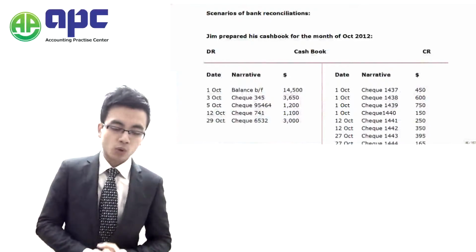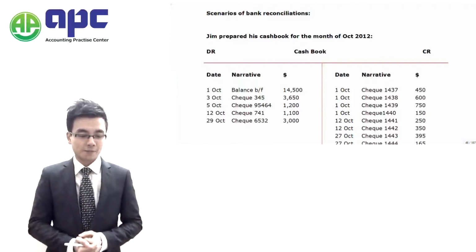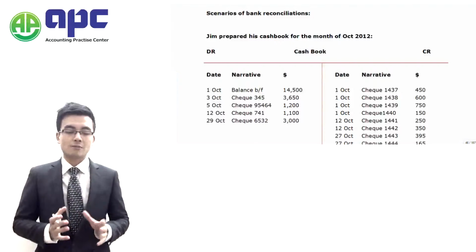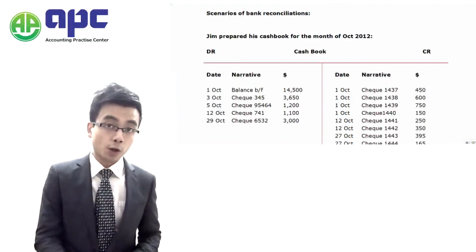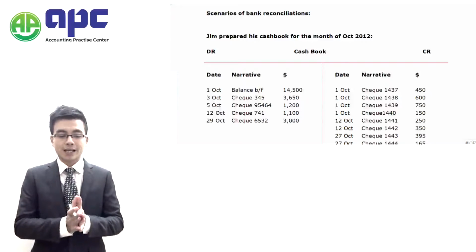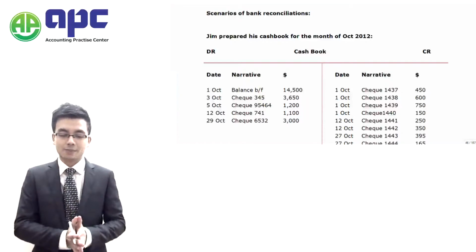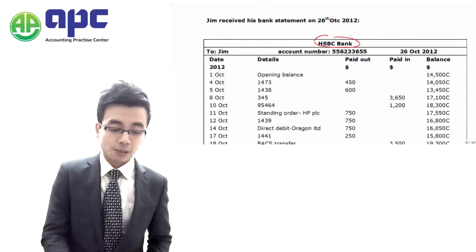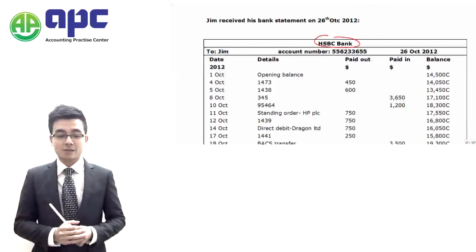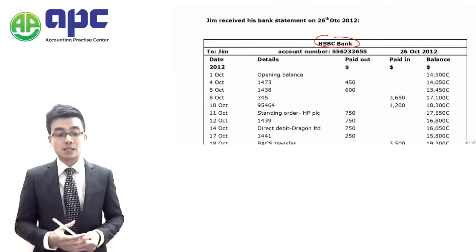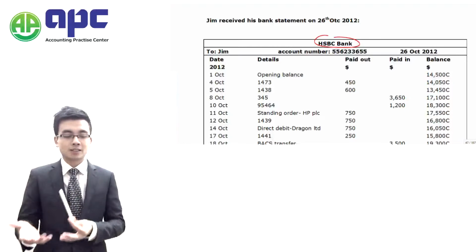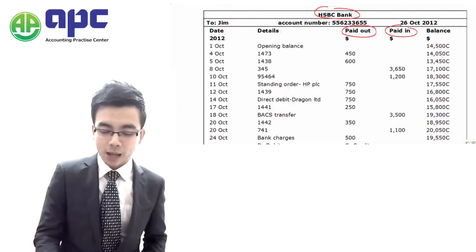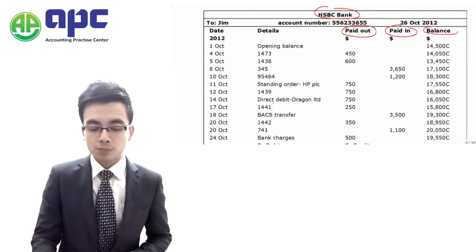This example is within your study notes by APC. This example is called Jim. Jim has his cash account or cash book, because we're going to post the totals from the cash book to the ledger account here. Also, on the next page, you've got the HSBC Bank statements for Jim. As you can see, the HSBC Bank to Jim, account number, the date, and also we've got pay out from your bank account and pay into your bank account so that it will update your balances.